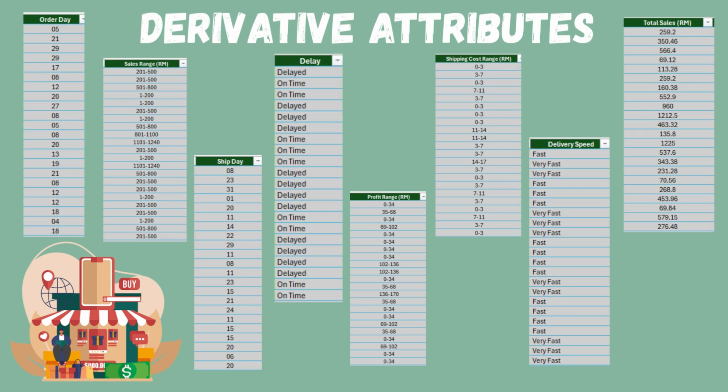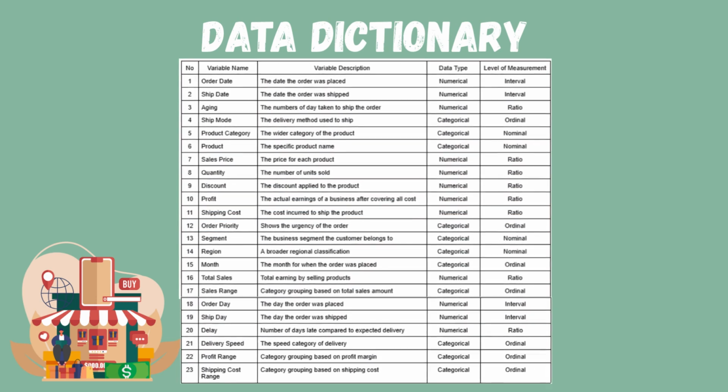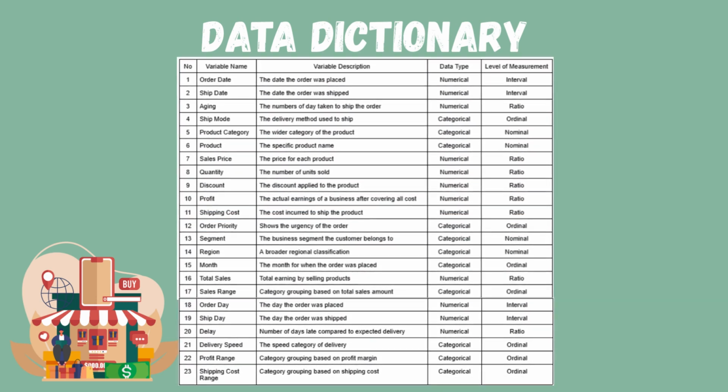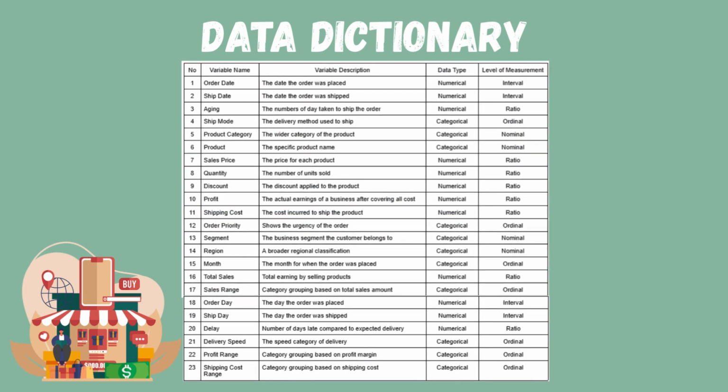In our analysis, we added 8 new derived attributes to the dataset. These attributes were created using the existing data to help us get more detailed insights. We also prepared a data dictionary to explain each column in our dataset, including the data type and a brief description of what it represents.